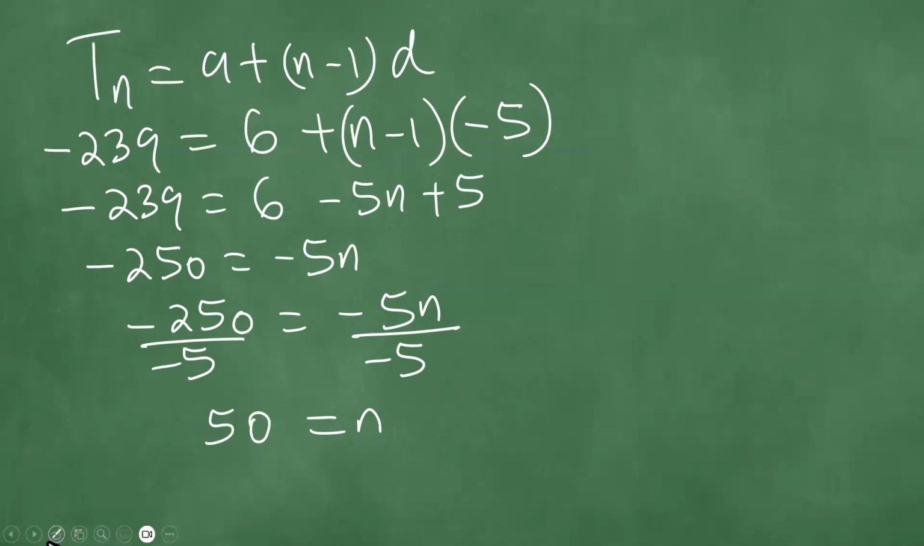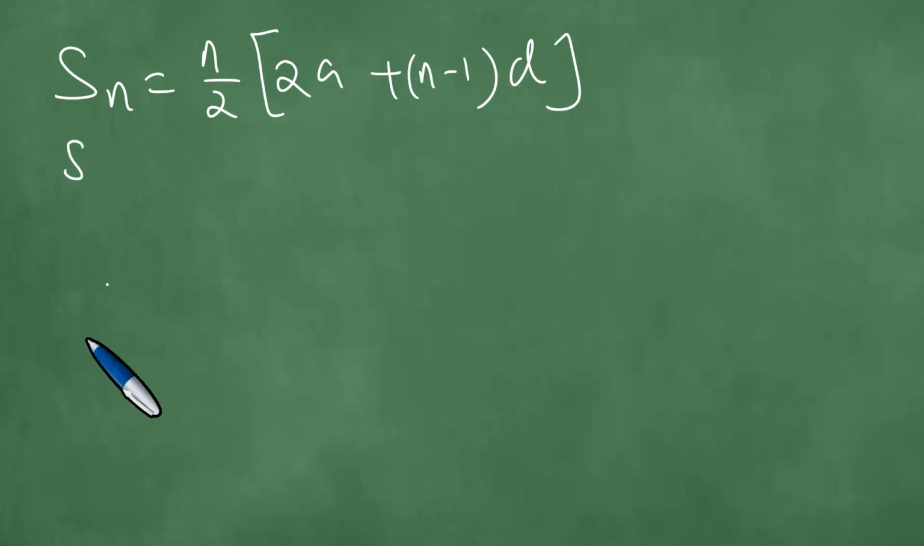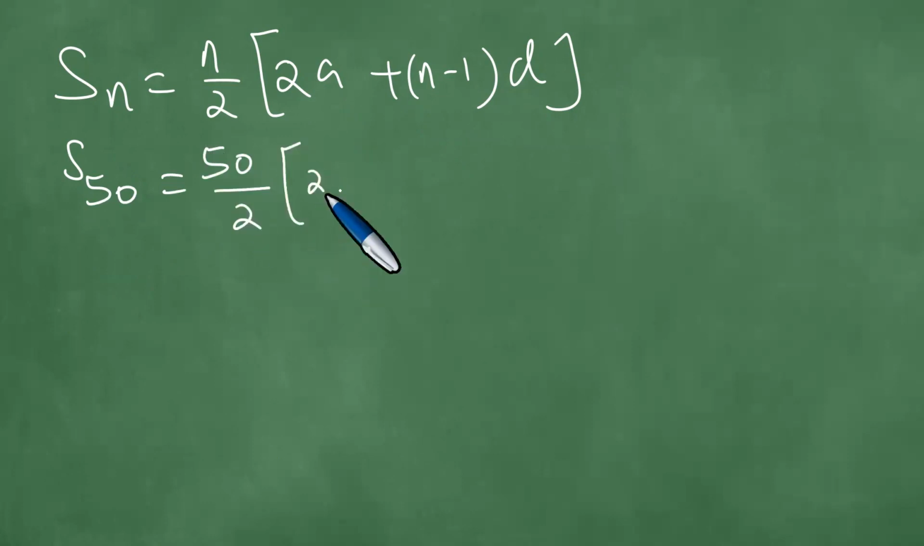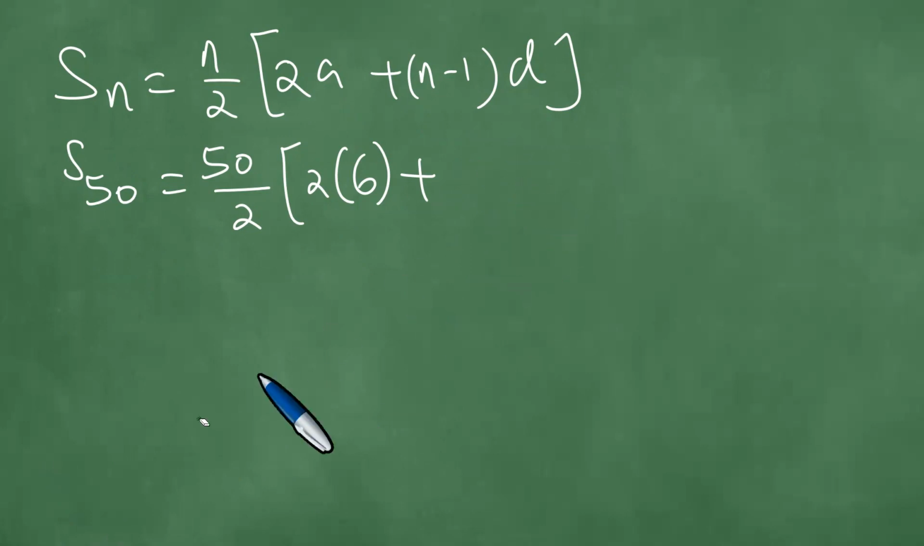Because now we know n, we can resort to finding the summation. The sum is n over 2 into twice a plus n minus 1 into the common difference. We've seen that n is 50. So it's 50 over 2 into twice a. A is 6, the first term is 6. But here also we have that n is 50, minus 1.